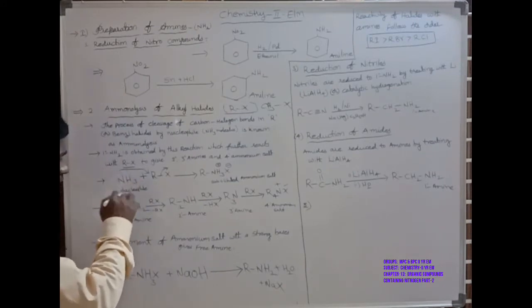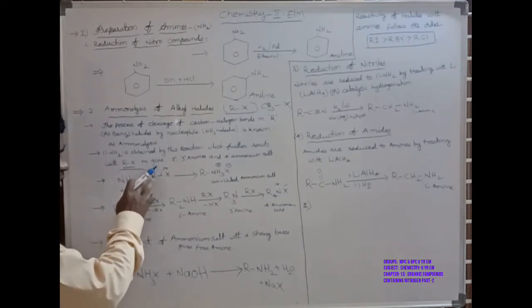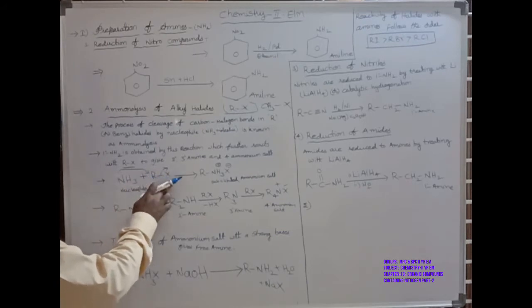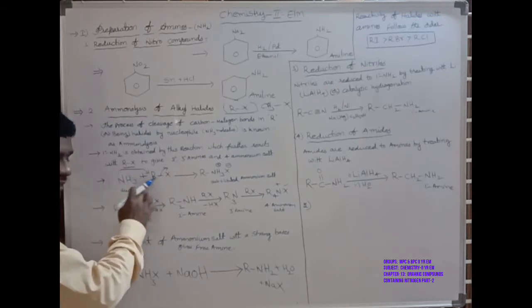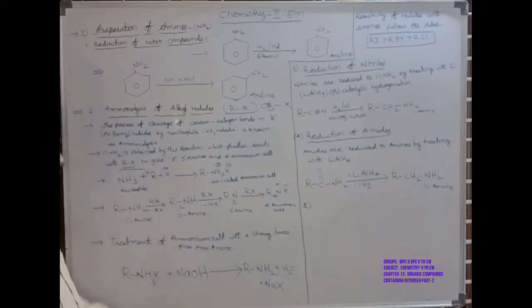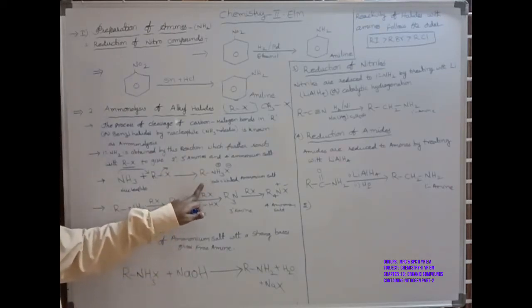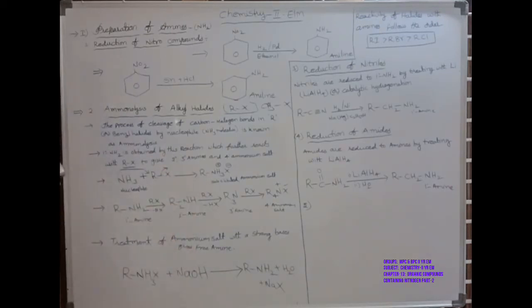Ammonia, the nucleophile, treats with the alkyl halide, where R means alkyl and X means halide. Then the substituted ammonium salt is formed. That is the ammonolysis of alkyl halides.